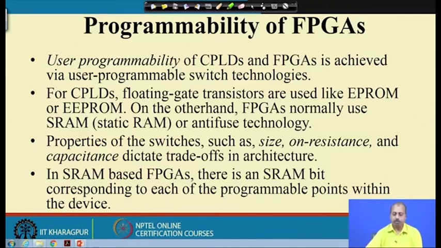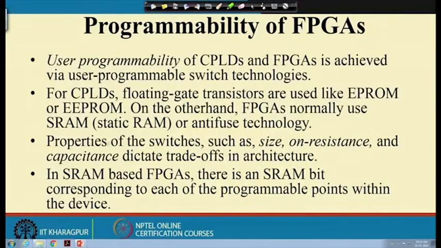In SRAM based FPGAs, there is an SRAM bit corresponding to each of the programmable points within the device. The device has many programmable points, like whenever we have two interconnects, whether those two interconnects are connected to each other or not. That is controlled by one SRAM bit. Similarly, wherever you can think about programmability, it is implemented by one SRAM bit. So, there are a large number of SRAM bits, and that actually constitutes the configuration program.